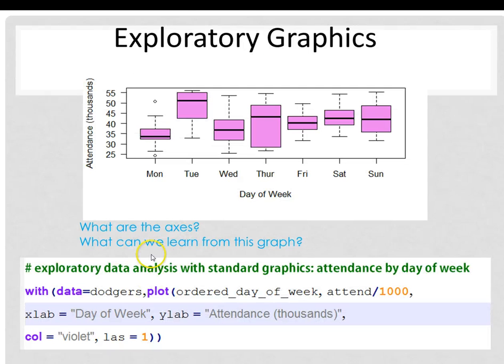Okay, let's go on. Here's what we did. We created this graph by running this code. So what if we want to know what's happening? We ask what are the axes. The axes are day of the week and attendance. And we ask what can we see in this graph.